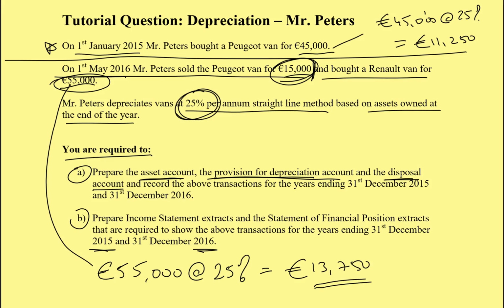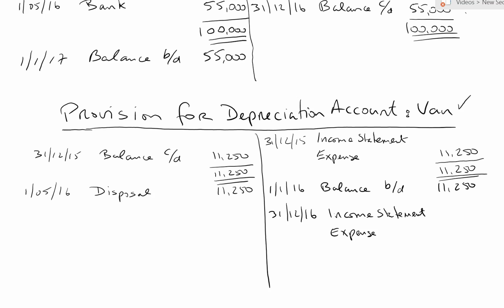13,750 for the year. So what I need to do now is go back to my provision for depreciation account and put that in. I'm going to write that in here now, 13,750. Now I'm going to balance off this account in the usual process. The credit side here is the biggest side, and that total will come to 25,000. That's the column total. So I'm going to put 25,000 in here.